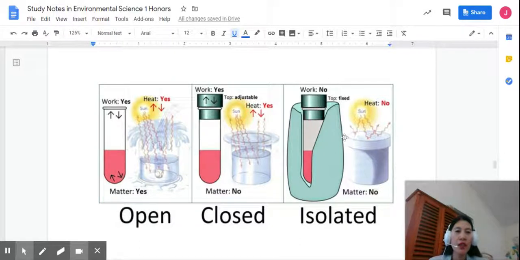Next is the isolated system, which is a closed system and it's isolated. The matter cannot get into the system. You cannot add anything into the system, and energy also cannot get into the system. No heat energy, no energy can get into the system. No sun energy can get into the system because it's closed and isolated. It means it is properly closed. You cannot add anything.